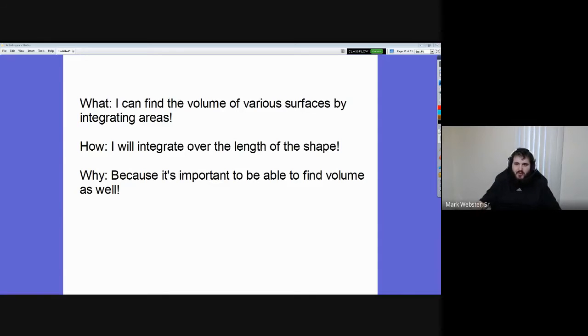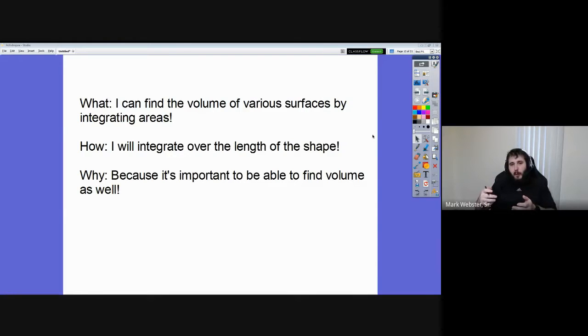Let's go to it. So, what are we going to be doing today? We're going to be talking about finding volume of a surface by integrating the area of some sort of cross section. The goal is going to be to just figure out where the cross section is happening and then integrate across that distance.